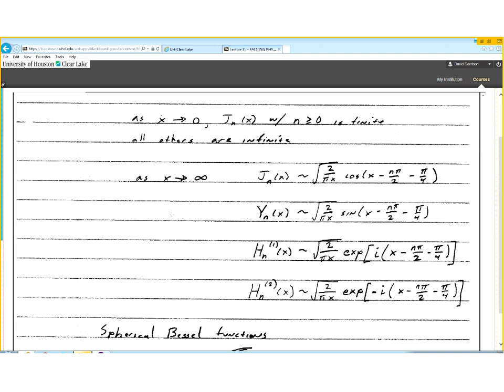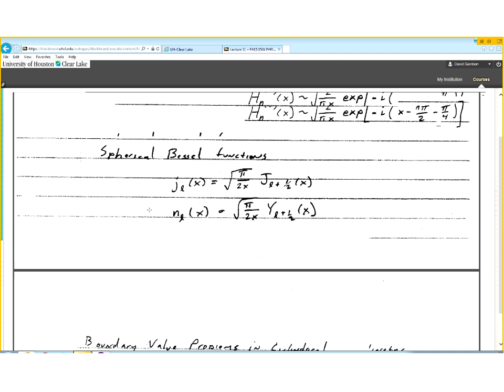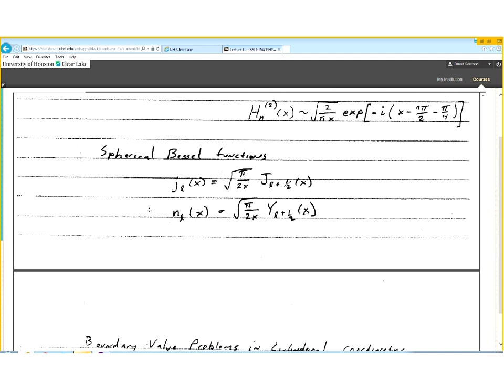And you notice that as x goes to infinity, this becomes the solution to the different Bessel and Hankel functions, where you can see that J sub n goes like cosine, Y sub n goes like sine, and the Hankel functions go like exponentials with either i or negative i, so they oscillate as well. And then that brings us to spherical Bessel functions, which are essentially Bessel functions, but they have a half integer included with them.